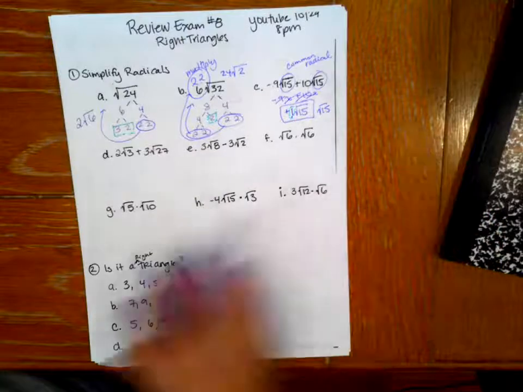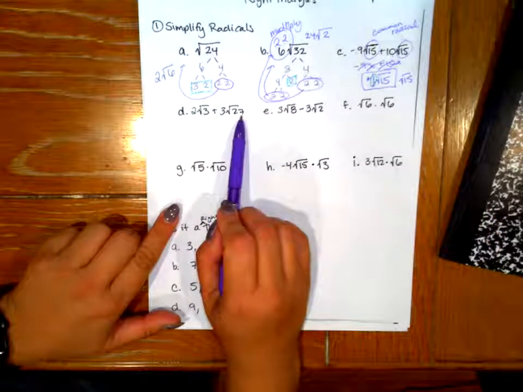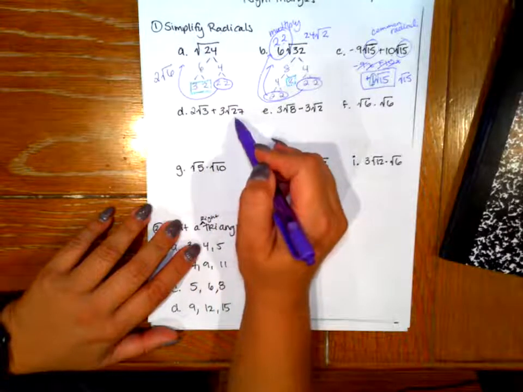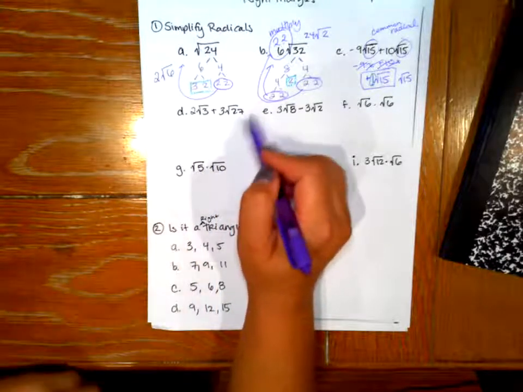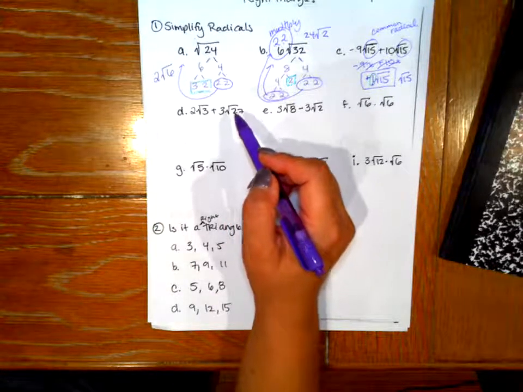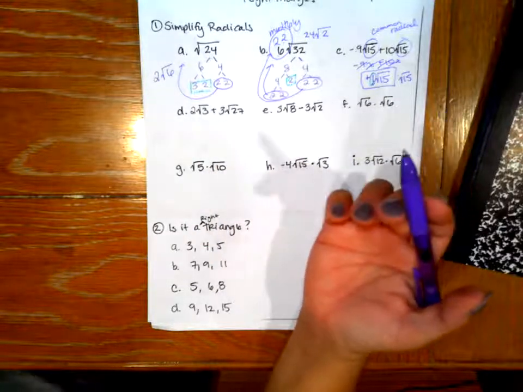All right, go in here. If you look here, we don't have a common radical. So you need to reduce this to get a common radical. If when you reduce it, you don't get a common radical, then it's all good. That's as simple as it's going to get.